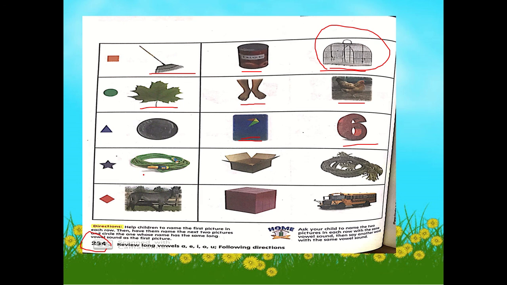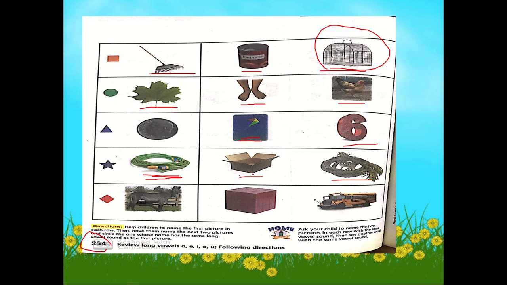Next, we have rope. What vowel sound do you hear in the word rope, or hose? I should say hose. What vowel letter do you hear in the word hose? Very good. It is the letter O. It is the long O. Now, which picture has the long O sound? Is it box or rope?